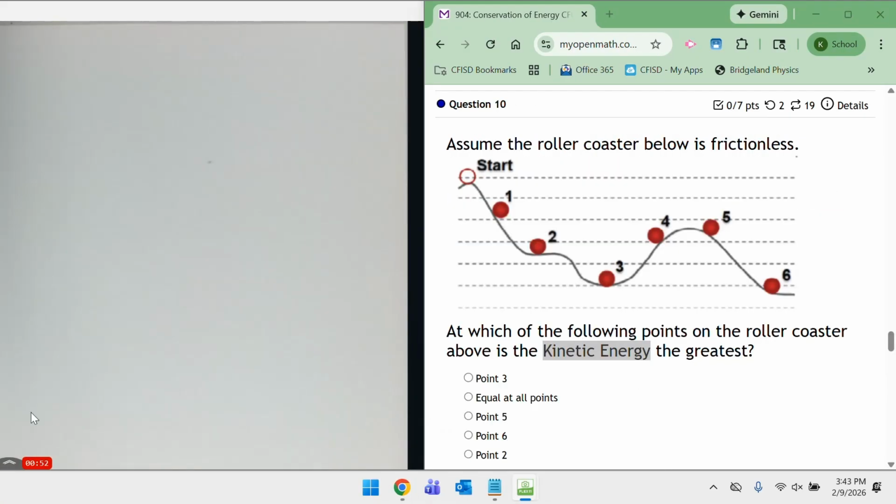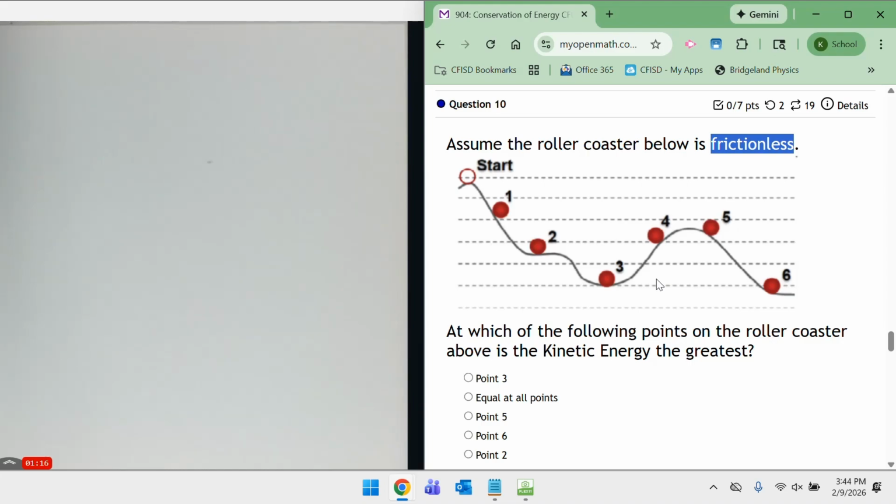This is question number 10. Question number 10 says, assume the roller coaster below is frictionless. At which of the following points on the roller coaster above is the kinetic energy greatest? First things first, this word frictionless right here tells us that we are going to make an assumption that there are no external forces acting on our roller coaster, and thus we're going to have conservation of mechanical energy.